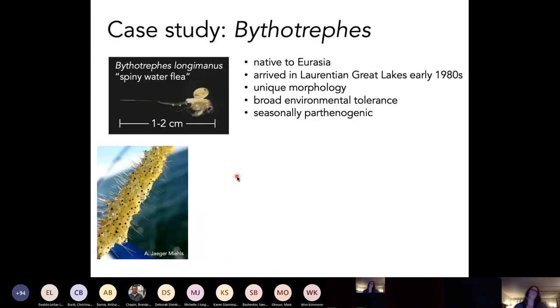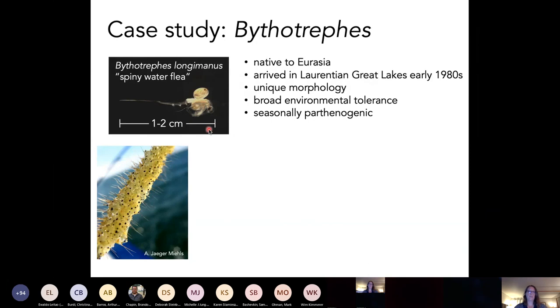Okay, so I'm going to shift gears to talk about Bythotrephes. There's been some debate and confusion about what its actual species name is. I think longimanus may now be out of date. But the common name for it is the spiny water flea. Some may also be familiar with its close relative, the fishhook water flea, and they both have these long spines with barbs on them. These barbs are a really great morphology, being really sticky and sticking to things like ropes and fishing lines. It's relatively small, as you can see from this.